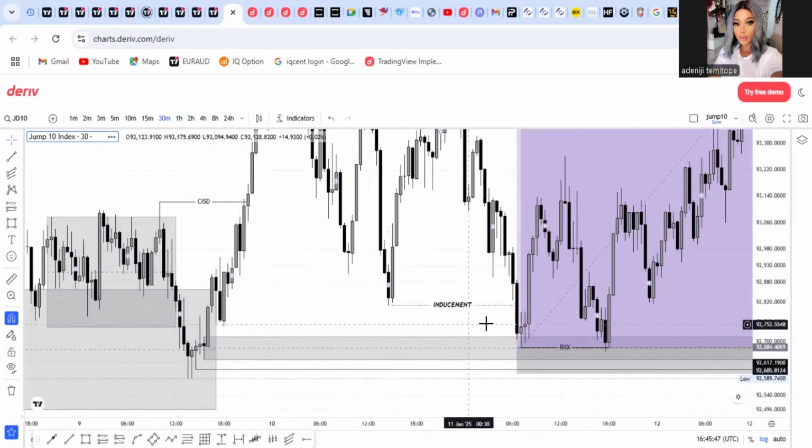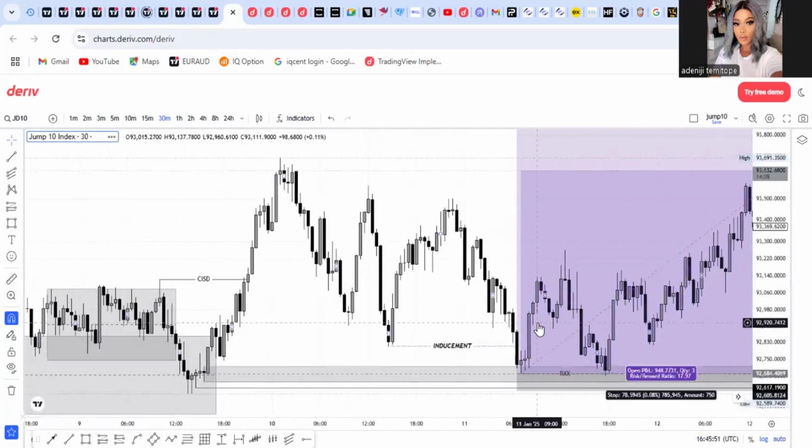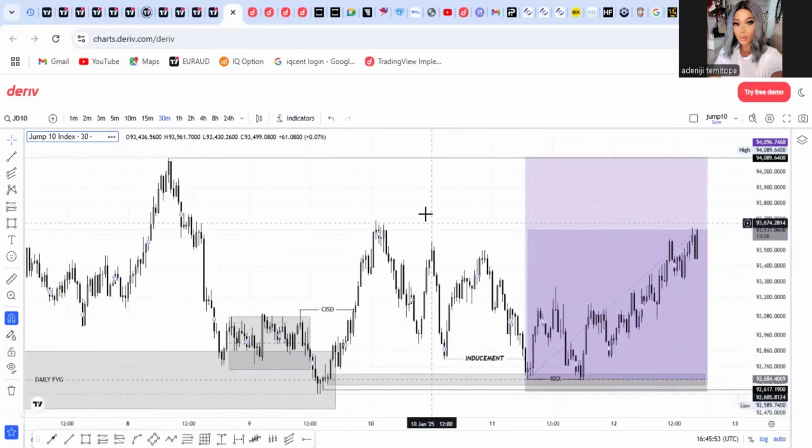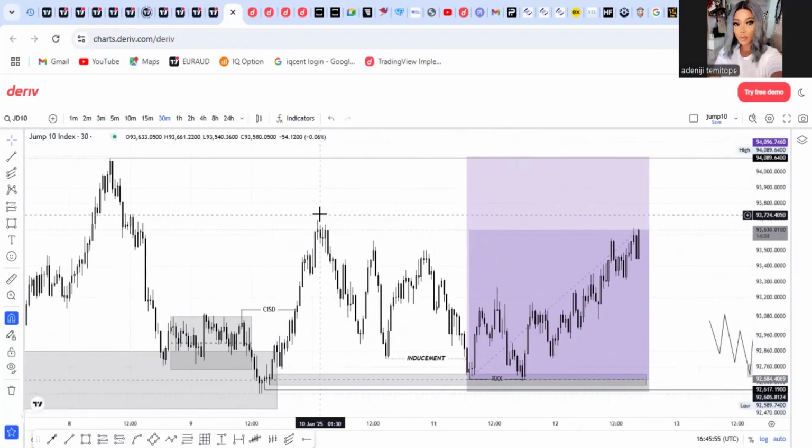This is my sponsored candle. This is my inducement. This is my ROXS, which is like a raid of what? Liquidity. A raid of liquidity. That's my inducement liquidity. They raid the inducement. After taking out the inducement, they drive back down and still raid the inducement.